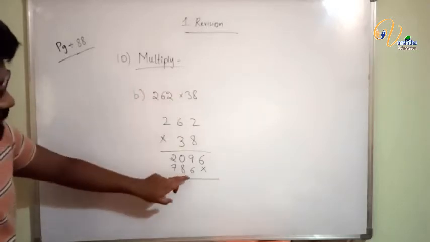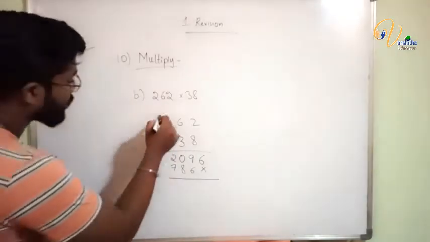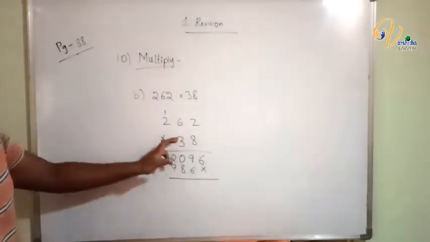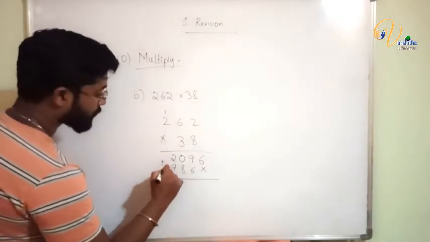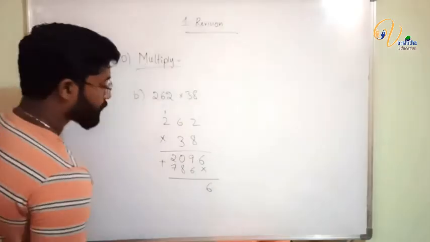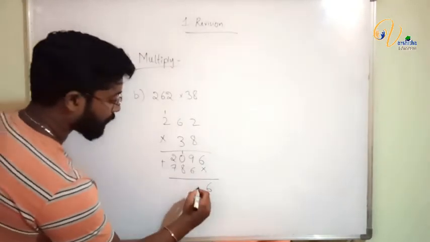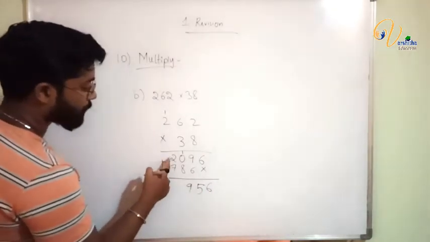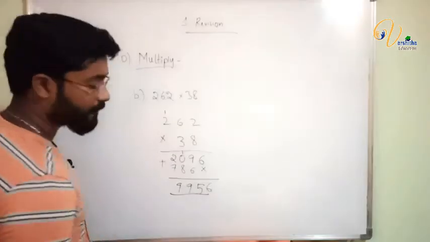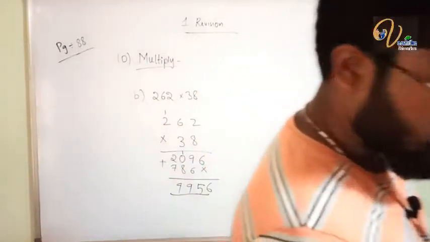3 2s are 6. 3 6s are 18, here we will get carry. 3 2s are 6 plus 1, 7. So now add both these. Here we will get 6, 9 plus 6, 15. Here 8 plus 1, 9. Here 7 plus 2, 9. 9956 is the answer.